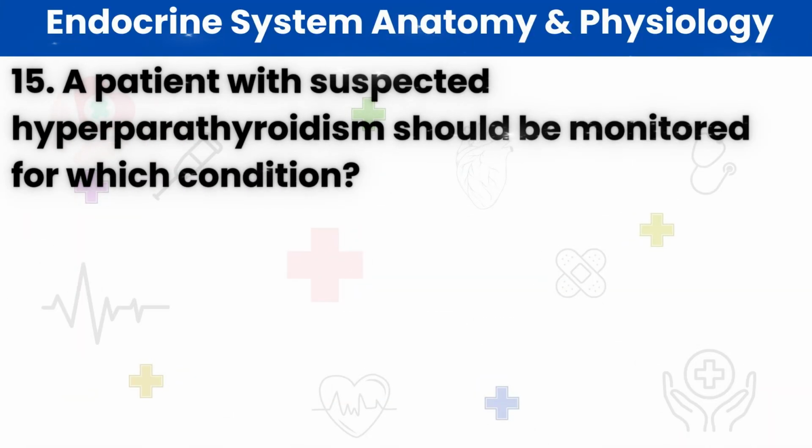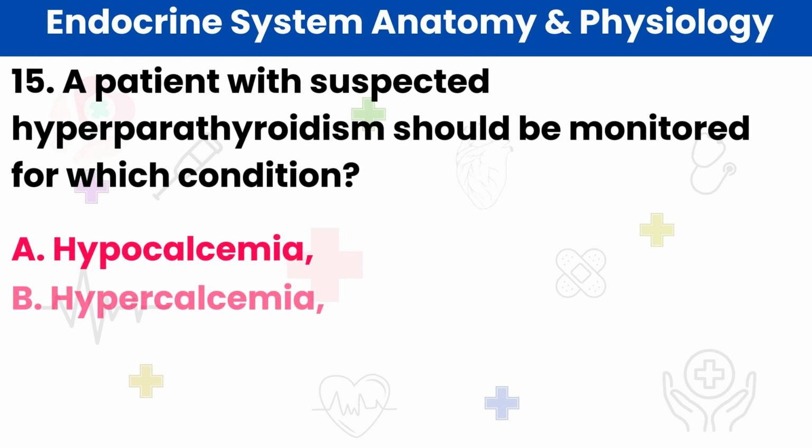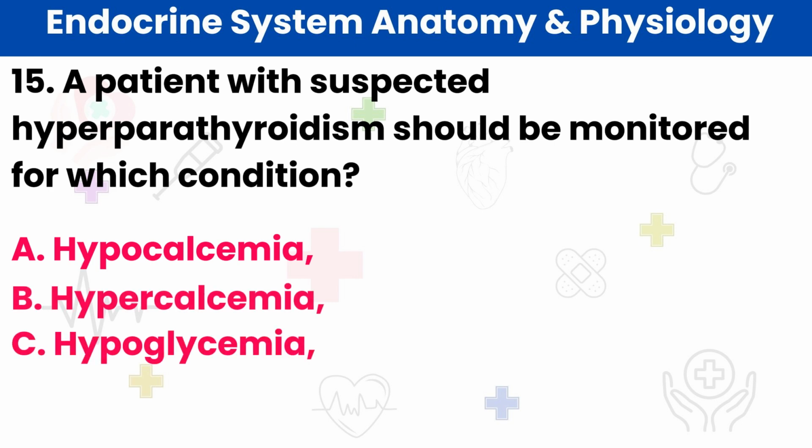15. A patient with suspected hyperparathyroidism should be monitored for which condition? A. Hypocalcemia. B. Hypercalcemia. C. Hypoglycemia. D. Hypernatremia.